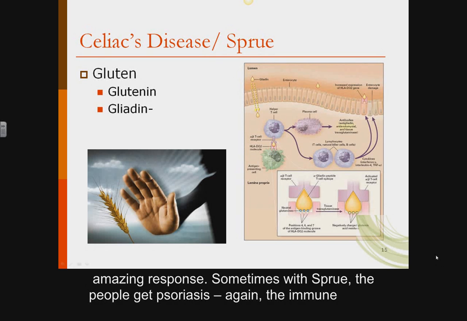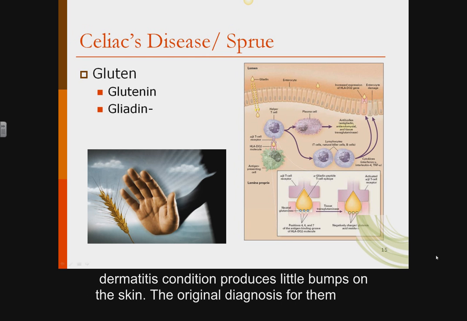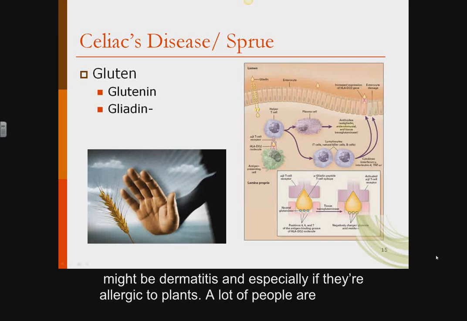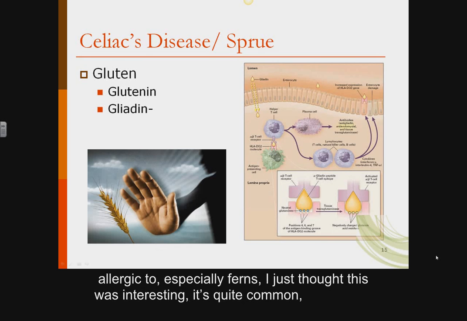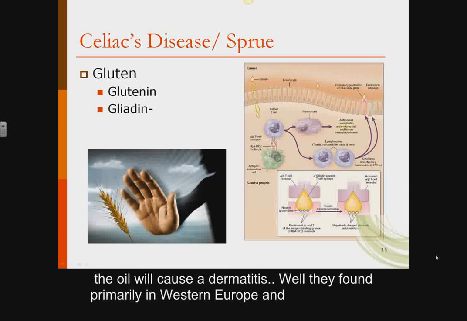It's an amazing response. Sometimes with sprue, the people get psoriasis. Again, it's an immune response that's creating the dermatitis. It's a hypersensitivity condition. The dermatitis produces little bumps on the skin. The original diagnosis for them might be dermatitis, especially if they're allergic to plants. A lot of people are allergic to, get this, especially ferns. I just thought this was interesting. It's quite common, especially in the garden, and if you cut the fern and a little oil is emitted, the oil will cause a dermatitis.